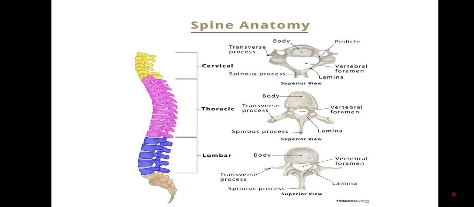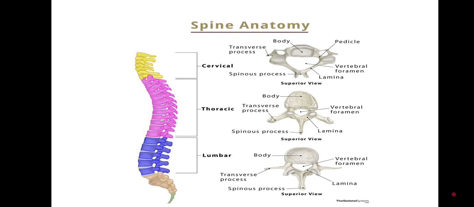The second one is the thoracic vertebra. So in the thoracic vertebra, the heart shaped vertebral body can be seen, and also a long downward pointing spinous process is seen. Then costal facets are seen on the transverse process for the attachment of the ribs, as its main function is supporting the rib cage, providing stability and limiting the movements.